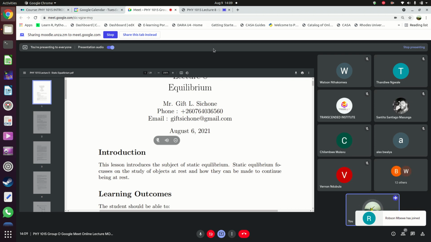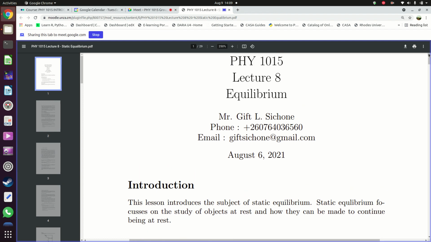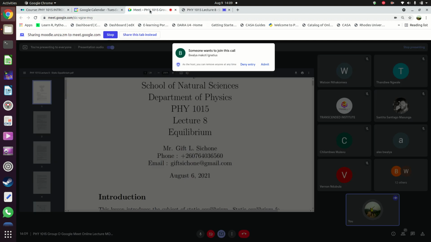What we are trying to answer with this particular topic is, why is it that some objects, despite experiencing forces, will decide, no, we're not going to move, we're just going to sit where we are? Some objects will decide to remain at rest. Other objects will decide to move, but at constant velocity.